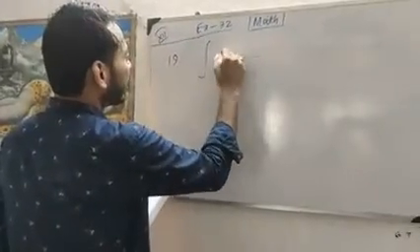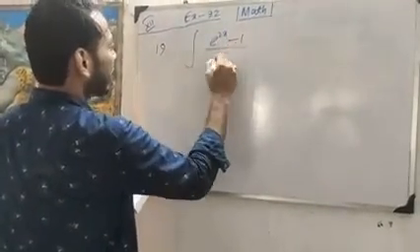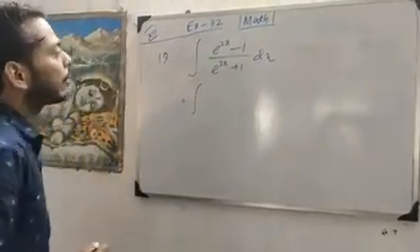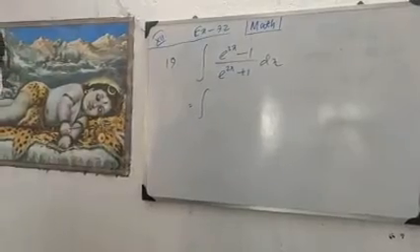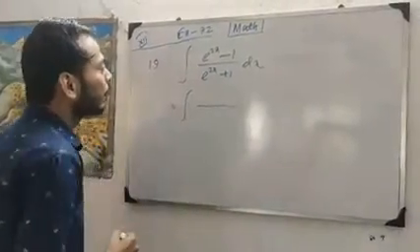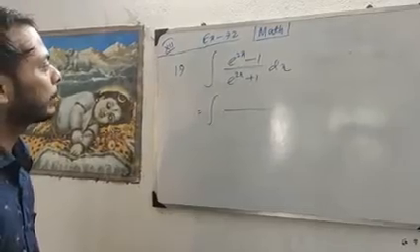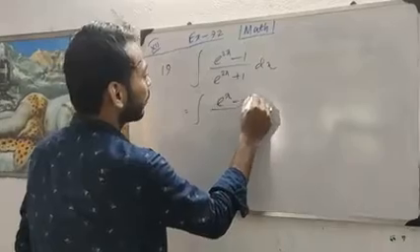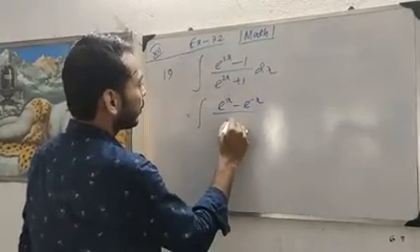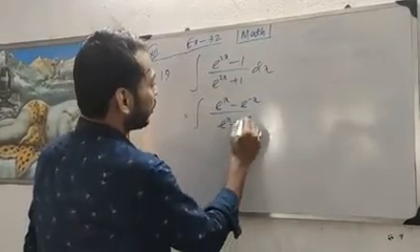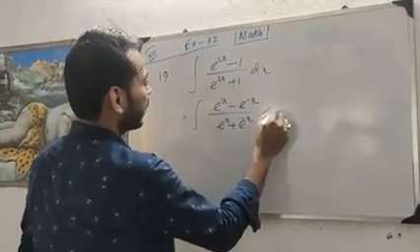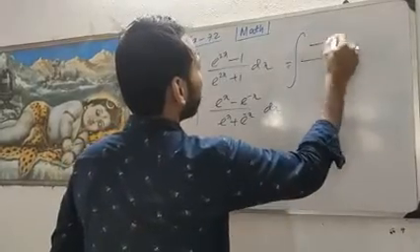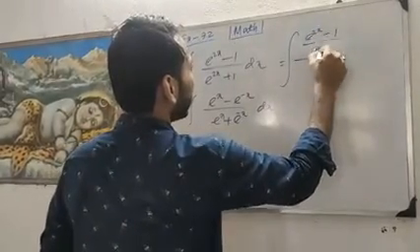Integration of e to the power 2x minus 1 by e to the power 2x plus 1 dx. Here we will divide both the denominator and numerator by e to the power x. So after dividing both the denominator and numerator by e to the power x, we get e to the power x minus e to the power minus x divided by e to the power x plus e to the power minus x dx.